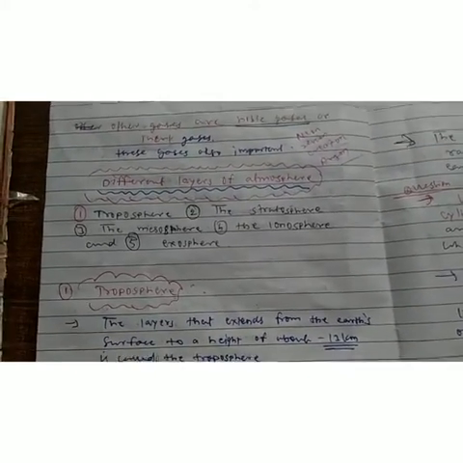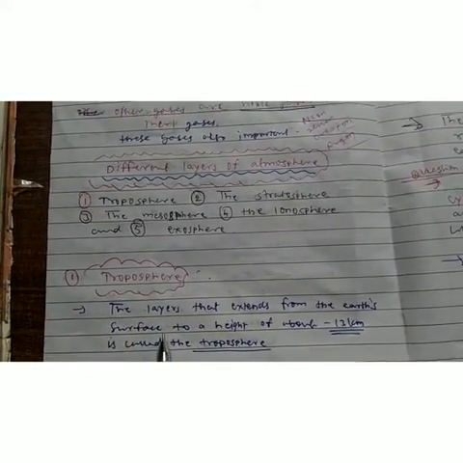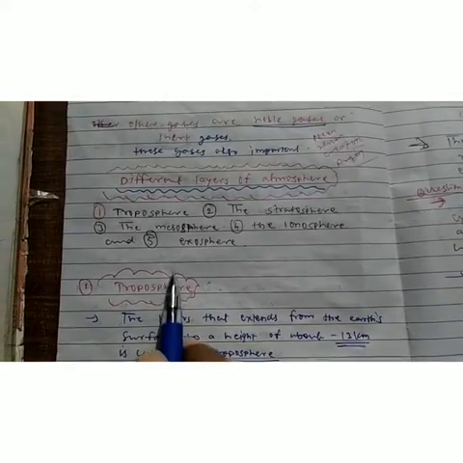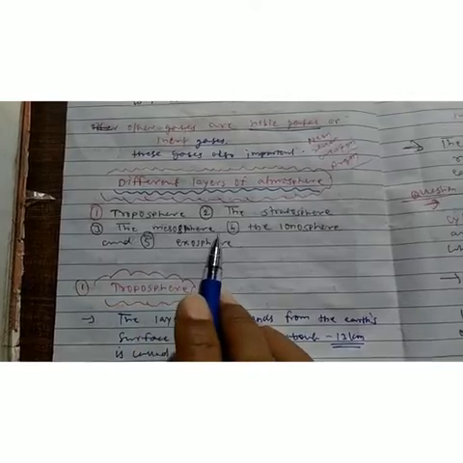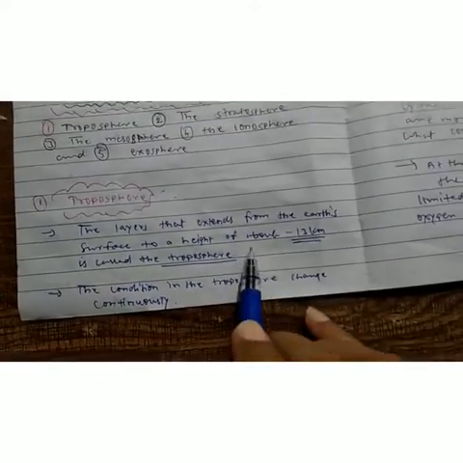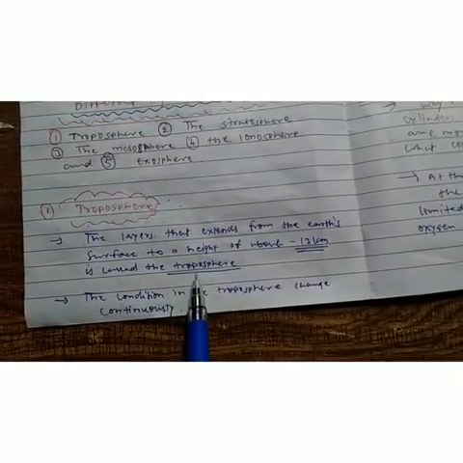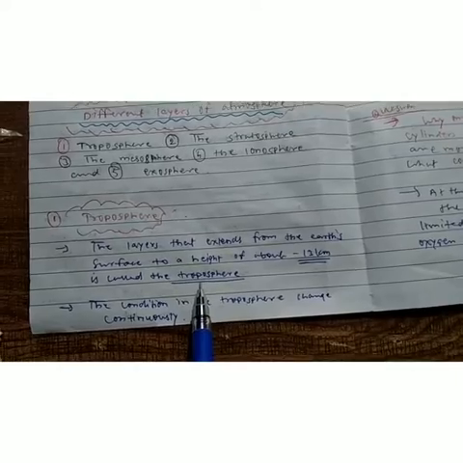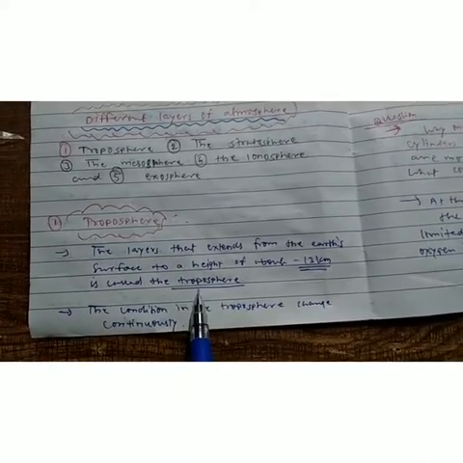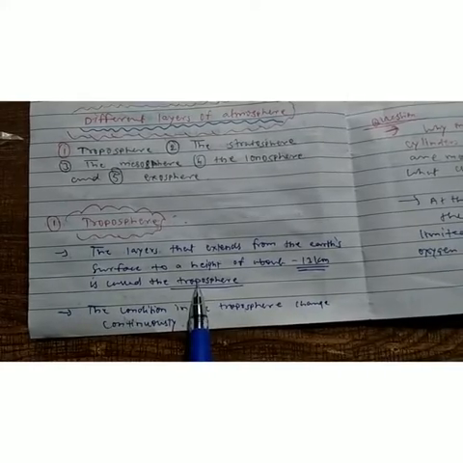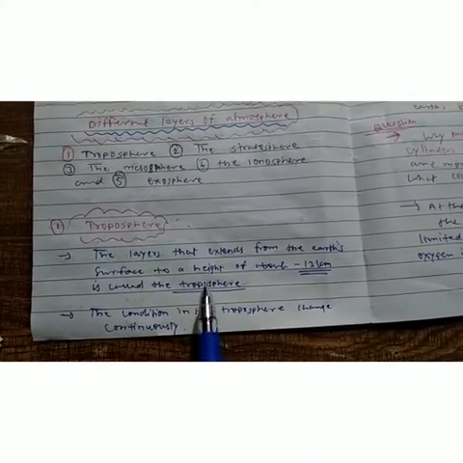Troposphere means what? If you see, the earth is covered by the atmosphere, and the atmosphere has the following layers. The layer that extends from the earth's surface to the height of about 13 km is called the troposphere. It is the lowest layer, and it extends from the earth's surface up to 13 km. This much area is the troposphere.